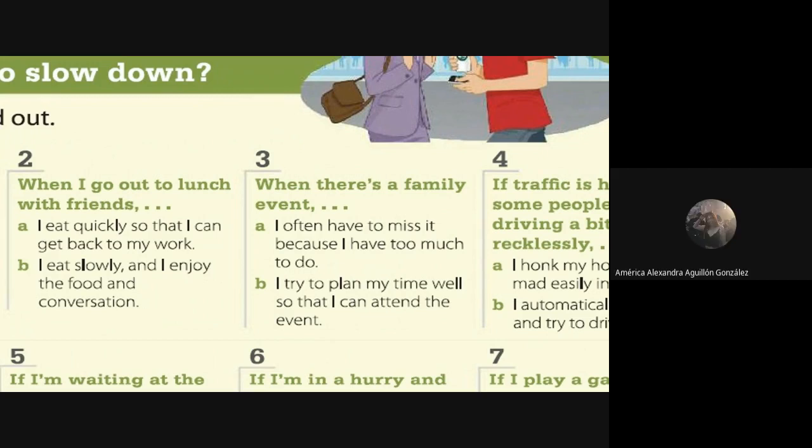Yes, when I go out to lunch with friends, I eat slowly and I enjoy the food and conversation. Why? Because I don't have a lot of time, and when I have time, I prefer to spend it with my friends and have a good conversation about our lives, our work, our school. And it is great. We are very gossipy.